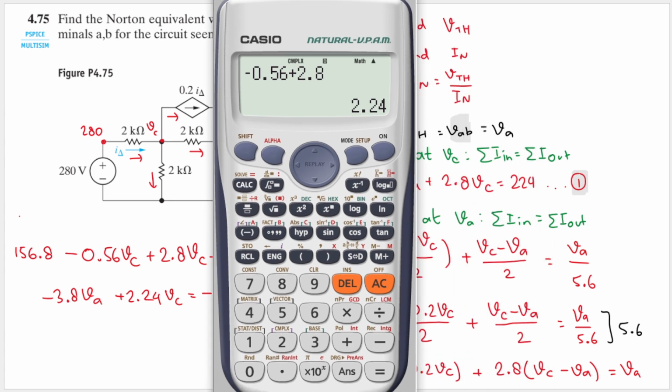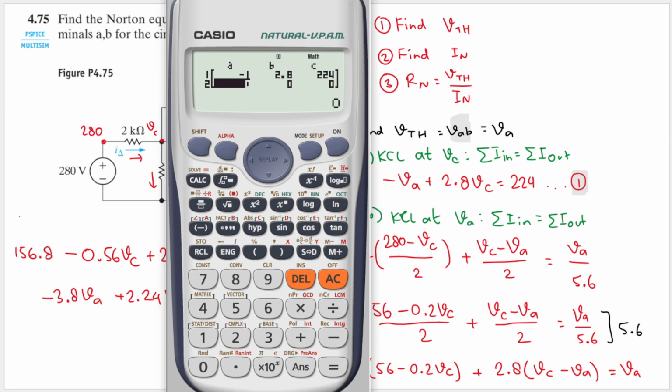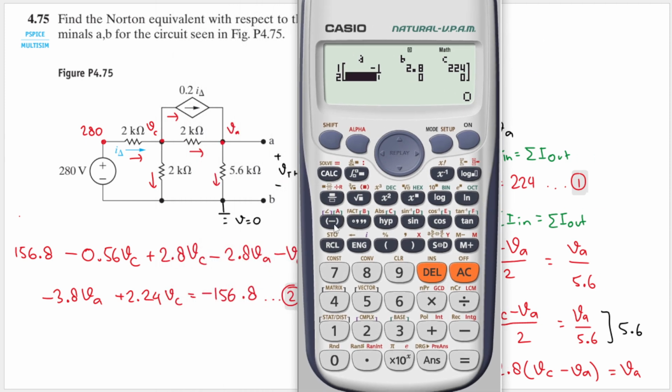Let's set our calculator as equation solver. Set up number 5 and two variables is number 1. Okay, let's plug this in. So we'll have minus 1 and then 2.8 and then 224. Good. And then the second equation is minus 3.8 and then 2.24 and then minus 156.8, which is a very nasty number.